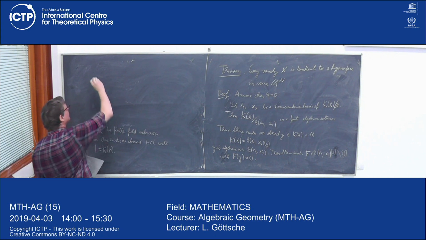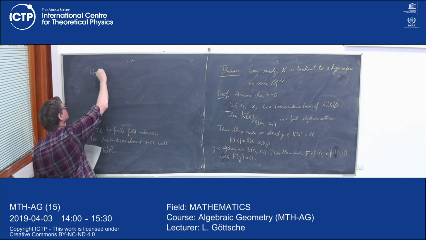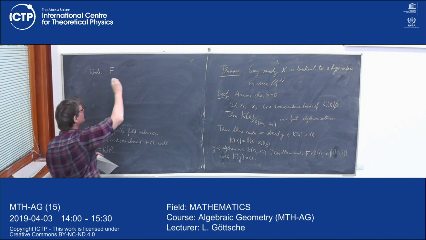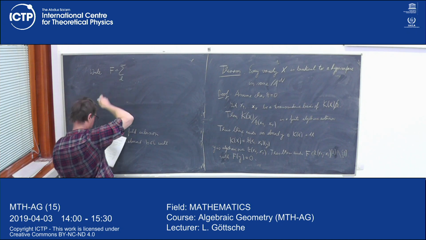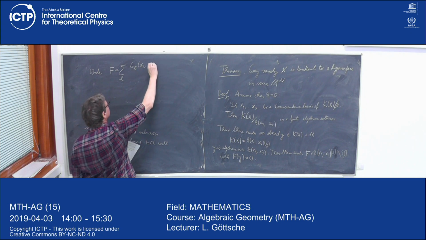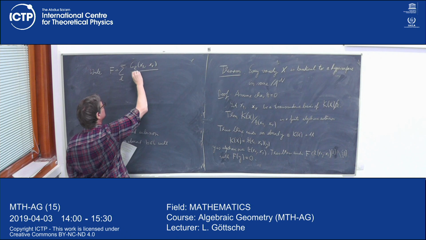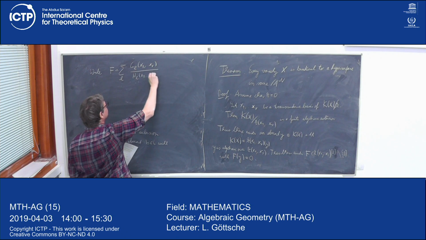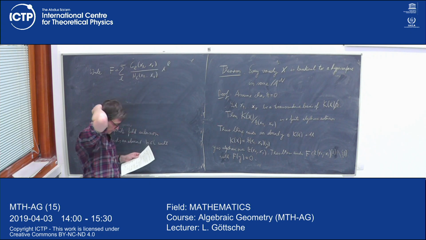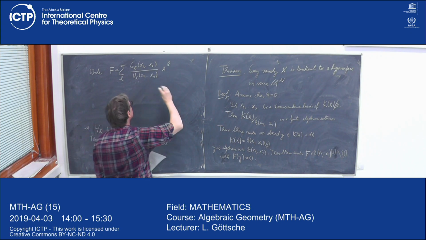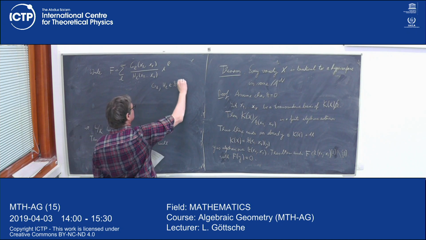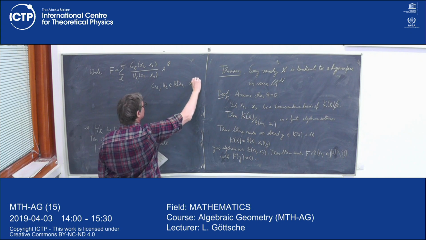So we write this f, you can write it out, so this is a sum over l. I have some polynomial in x1 to xr divided by some other polynomial, times x to the n, where gl and hl are just polynomials in x1 to xr.